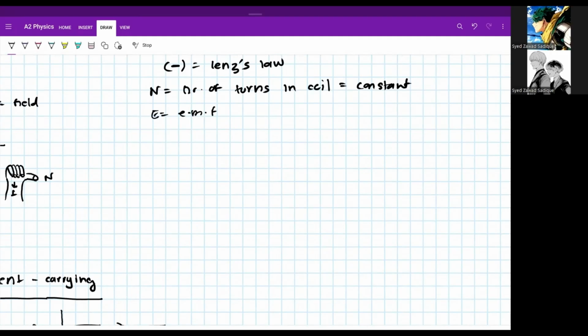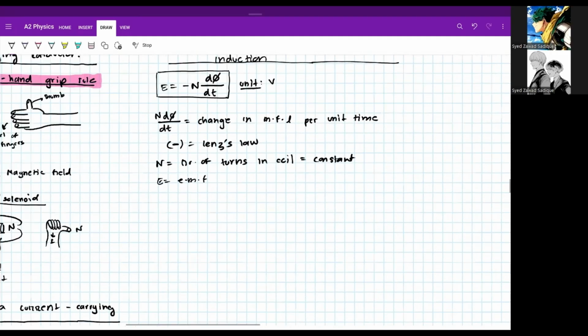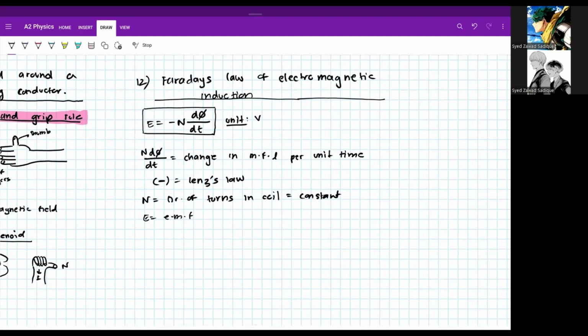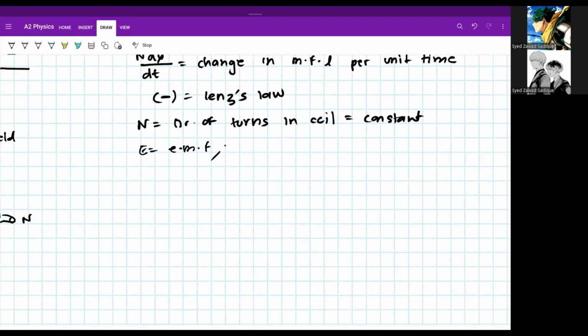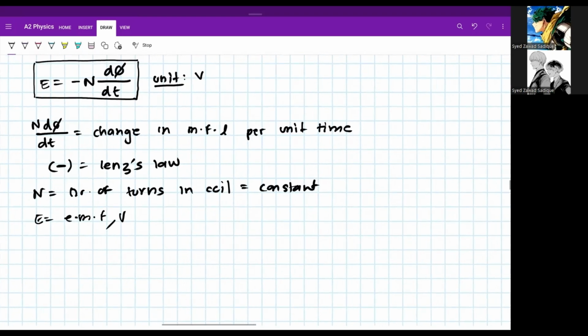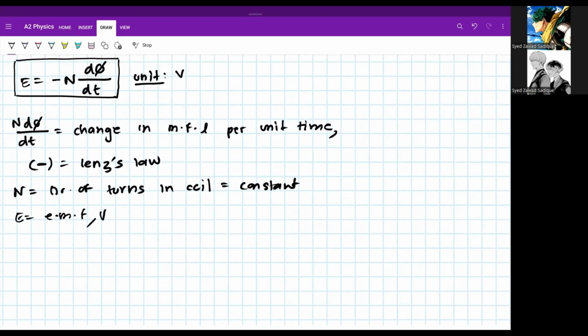By the way, when calculating with Faraday's law of electromagnetic induction, the syllabus mentions you may or may not include the minus. If you include the minus, that's fine. But if you don't, they won't cut your marks because at the end of the day, you're just finding the EMF, and as long as your value of the EMF is correct, it's all right. This is Weber per second.